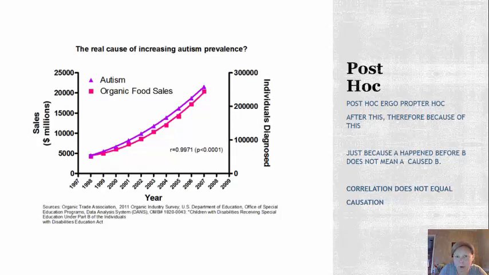Post hoc, ergo propter hoc, means after this, therefore, because of this. This is also known as correlation does not equal causation. So, I walk under a ladder. I see a black cat cross my path. And later in the day, I slip on some ice and I sprain my ankle.